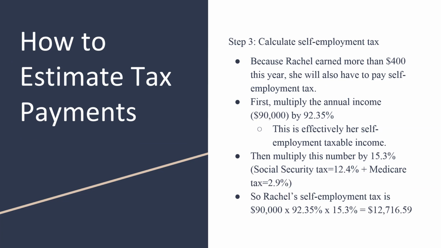Next, Rachel must calculate her self-employment tax. First, she has to multiply her estimated total income by 92.35%. This is done to adjust her net income downward by the total employment tax that would have been paid by an employer had she not been self-employed. She then multiplies this number by 15.3%, the self-employment tax rate.